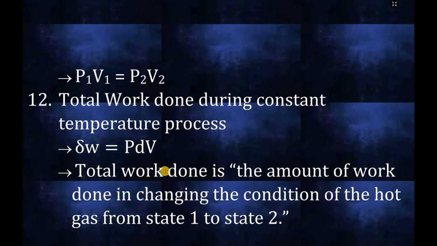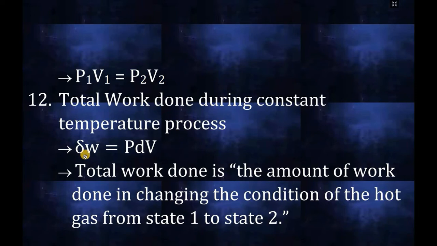So this is the definition of total work done of this constant temperature process. Okay, so in this thermodynamic work done formula they have given differential work, that is dou W. They have not given the total work done. So first of all we have to convert this dou W to total work done. For that we have to integrate this dou W between the limits state 1 and state 2.